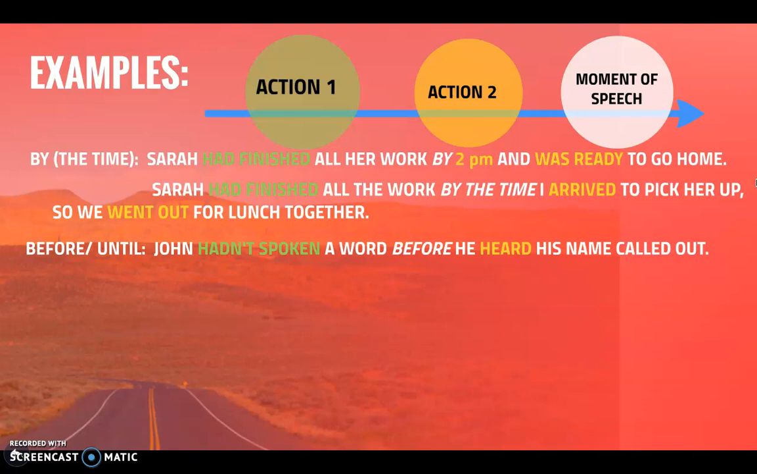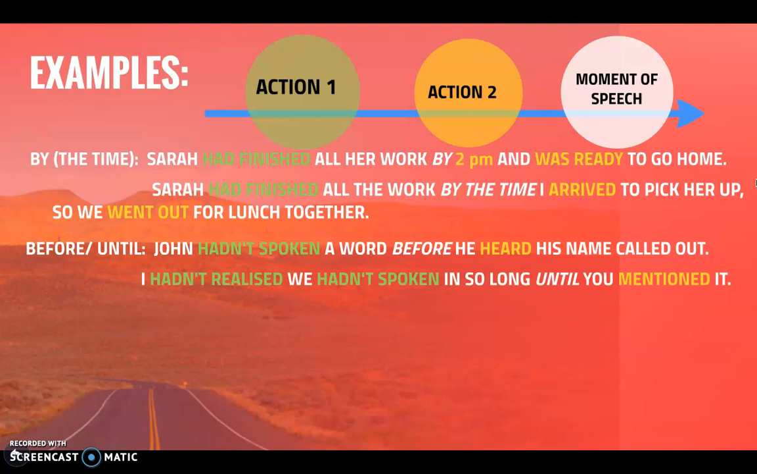Hadn't spoken, before the past tense, before he heard his name. And you can use it with until as well. I like this example because it gives you a view of the fact that you can use two actions in the past perfect. What you need to do before you use them is to decide which one was in the past and which one happened before. I hadn't realized, and we hadn't spoken before you mentioned them.